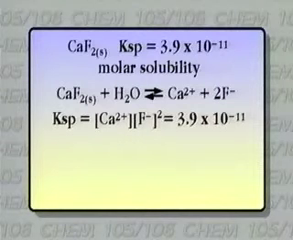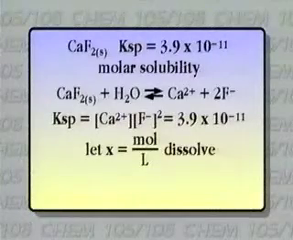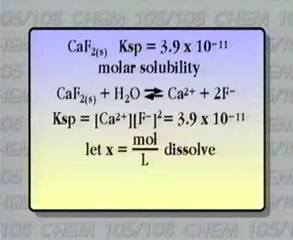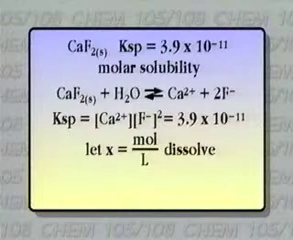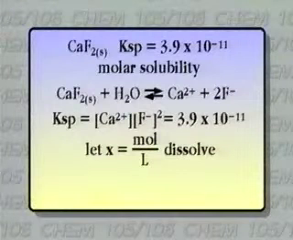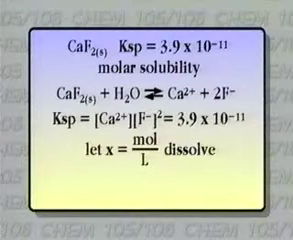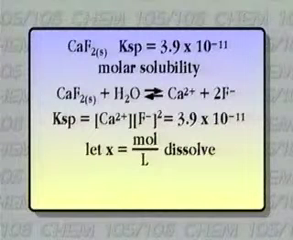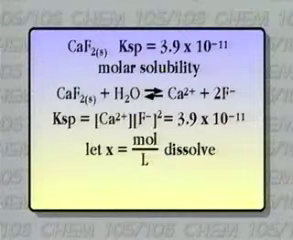Now again, our question is, what is the molar solubility? So again, we could say, let x equal the moles per liter that dissolve. Now I'll ask the question again before we do the x. If 10 calcium fluorides dissolve, how many calcium ions do I get? 10. If 10 calcium fluorides dissolve, how many fluoride ions do I get? How many? 20. Because we get 2 of these for every one of those.